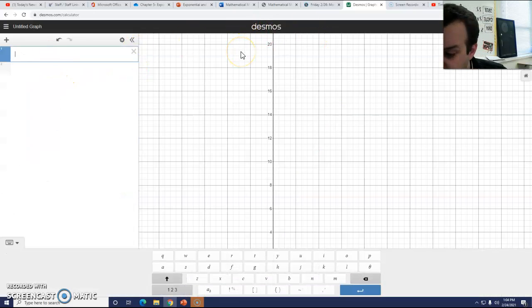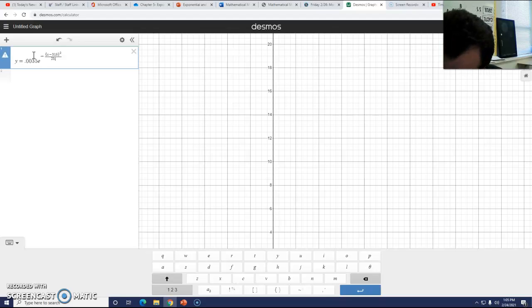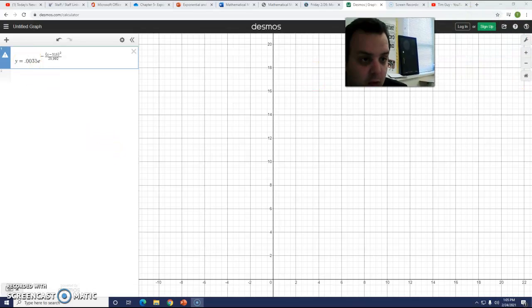We're going to type this equation in. The equation is y equals 0.0035 e to the negative (x minus 518) squared, divided by 25,992. Okay, and as you can see, I can't see anything.